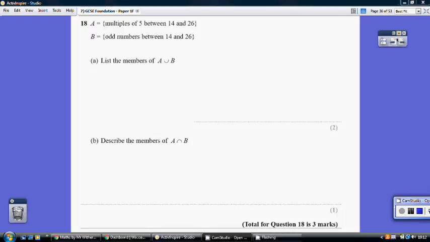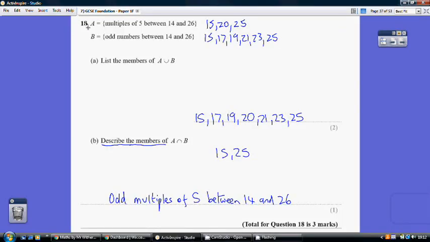Question 18. So I suggest you start by listing the members of A and the members of B. So the members of A are multiples of 5 between 14 and 26. So that's 15, 20 and 25. Now the members of B are all the odd numbers between 14 and 26. So that's 15, 17, 19, 21, 23, 25.